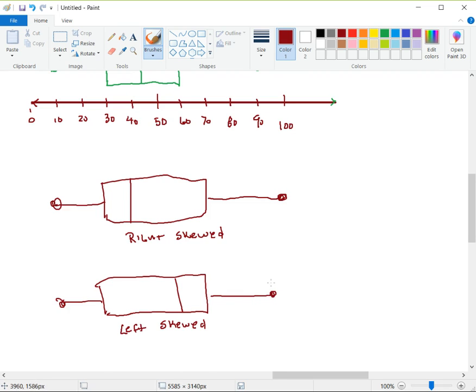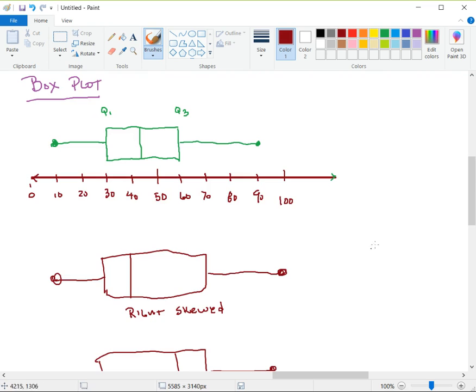That's really all there is to it. You might see these box plots sometime in your career or later on in life. That's pretty much all there is to it.